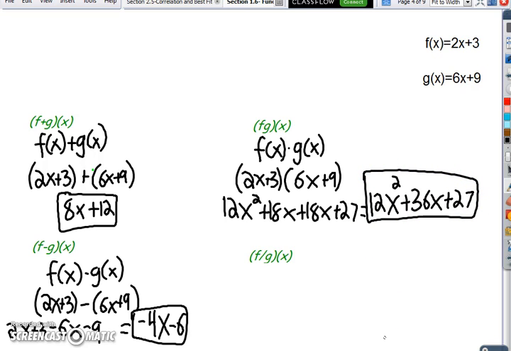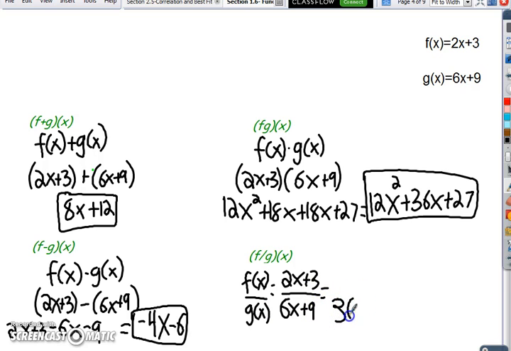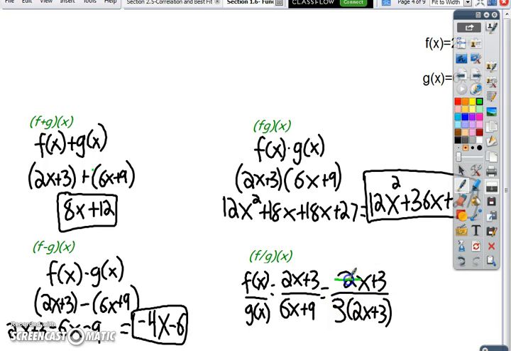Now, the division here. You just take the f of x function and divide it by the g of x function. Now, you might simply say, hey, we're done here. Well, you need to simplify. Here's what's a little tricky. Look at the bottom portion. I can take a 3 out of that and now look what I've got. I can cancel out here, leaving me with a 1/3.